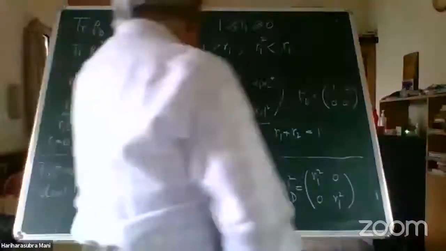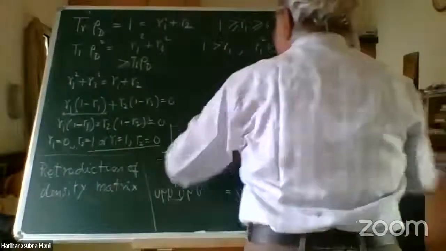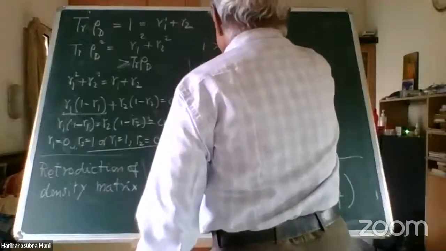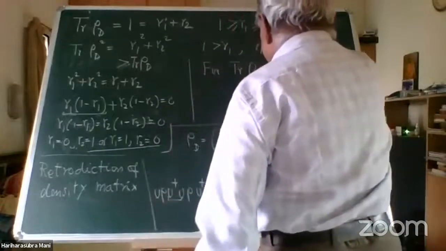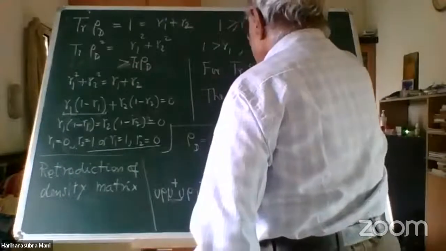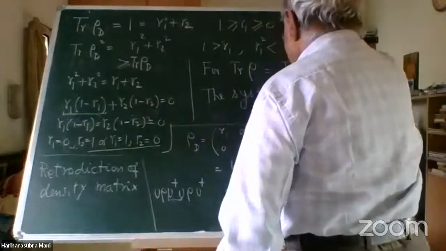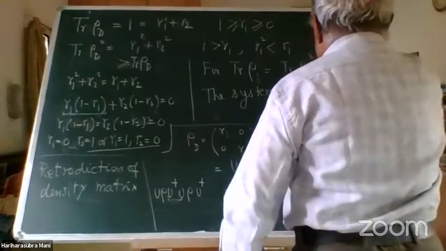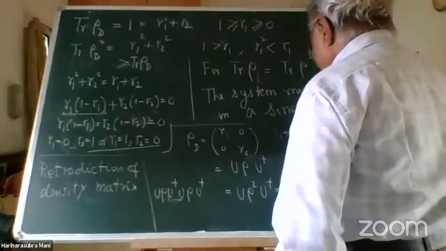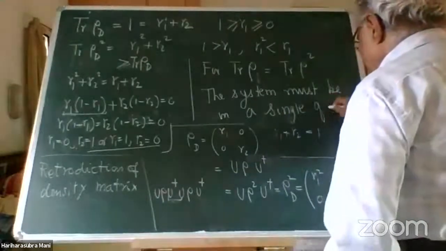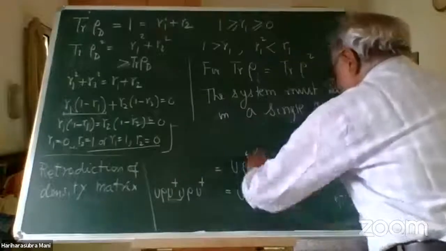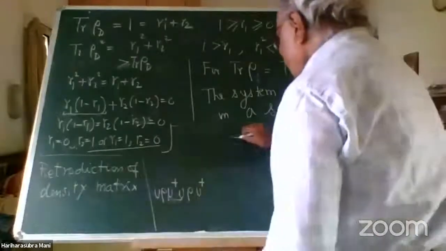So for the two to be equal, it has to be having only a single state. That is, my rho should be in the state 1, 0. So this means for trace rho equal to trace rho squared, the system must be in a single quantum state. I will repeat the proof of this again so that you see it. This is called a pure state.